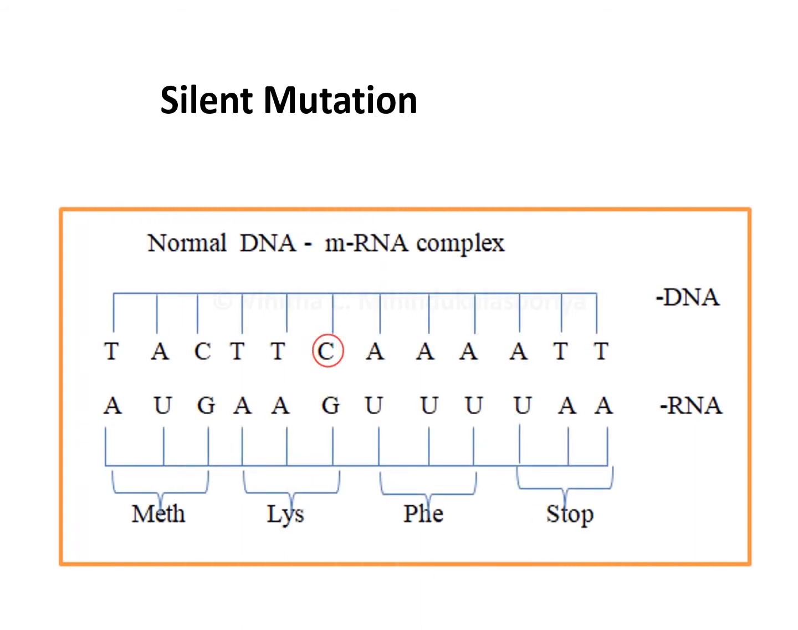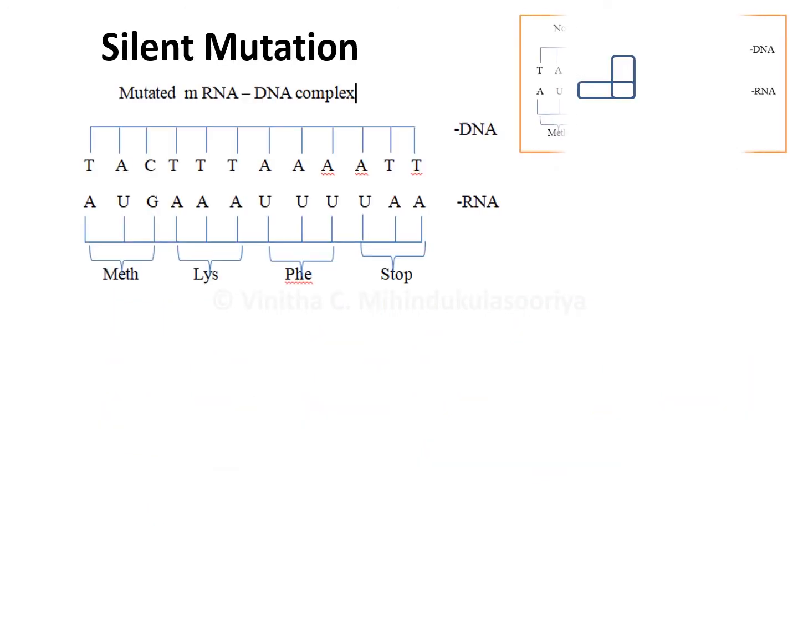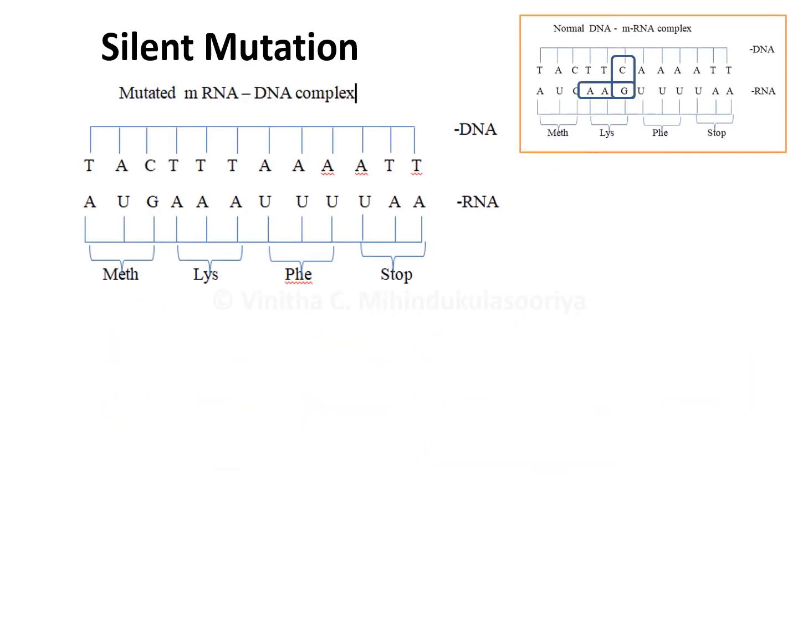Silent mutation. If the sixth base of a certain DNA strand is cytosine, the mRNA base copied by it is guanine. The second codon of the mRNA strand is AAG, therefore. The codon AAG codes the amino acid lysine in the process of translation in protein synthesis. But if the sixth base cytosine is replaced by the base thymine due to an error occurred in DNA replication, the sixth base of the complementary mRNA strand will be adenine.